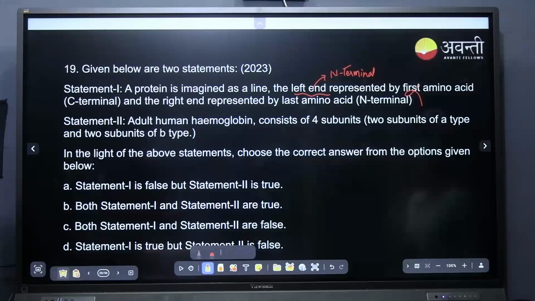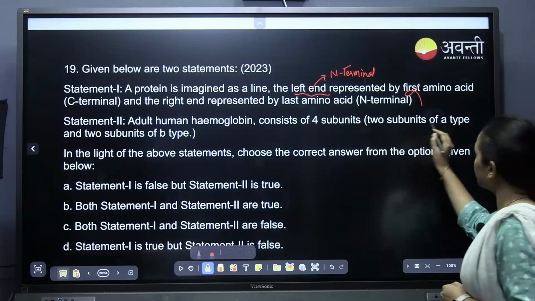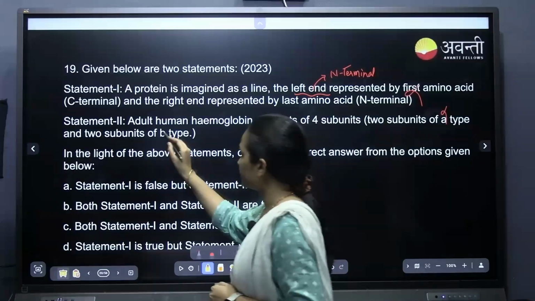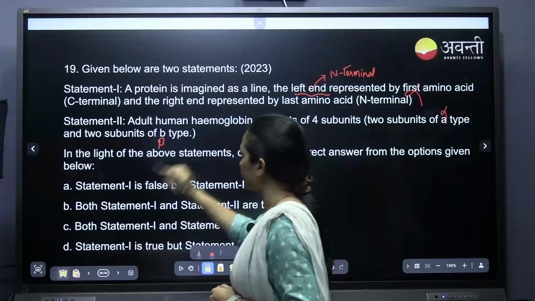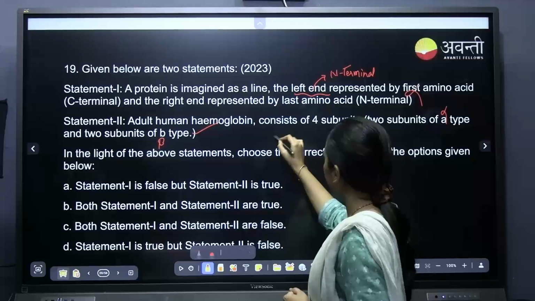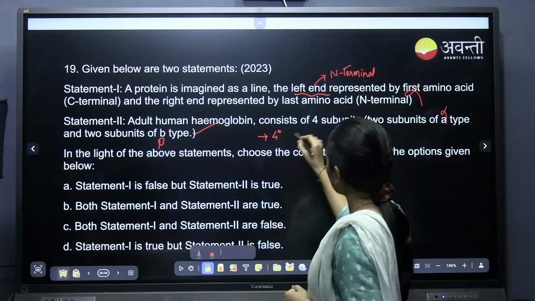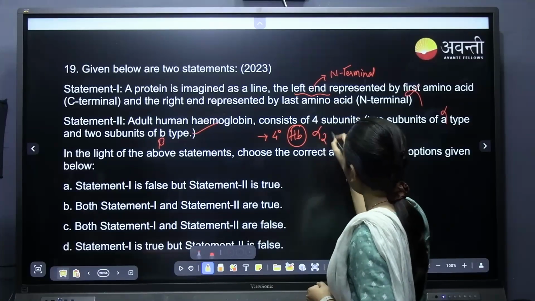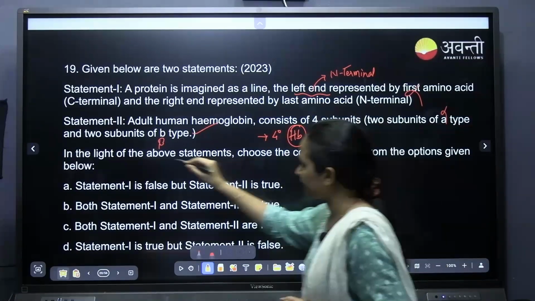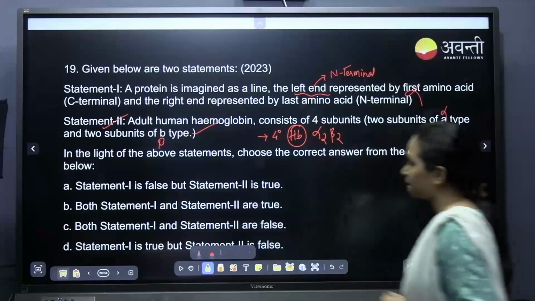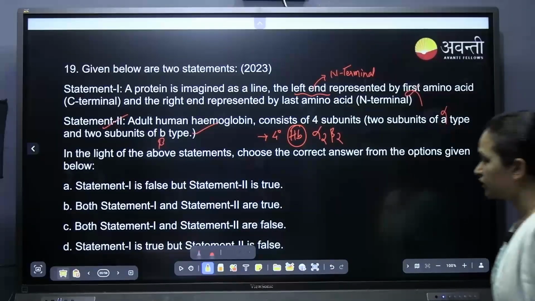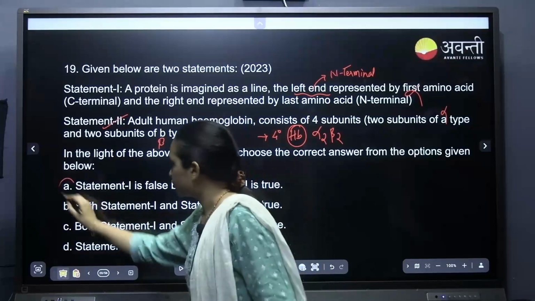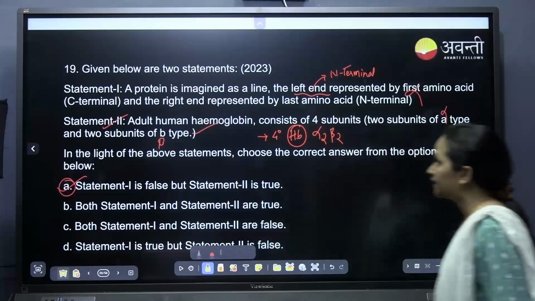Adult hemoglobin consists of 4 subunits. 2 subunits are of A type, that is alpha subunit, and the 2 subunits of B type, that is beta subunit. That is a quaternary structure. Quaternary structure we already know. An example is hemoglobin, which has 2 alpha chains and 2 beta chains. That's what the second statement says. Second statement is the right statement. So statement 1 is false, statement 2 is true, which makes A the correct answer.